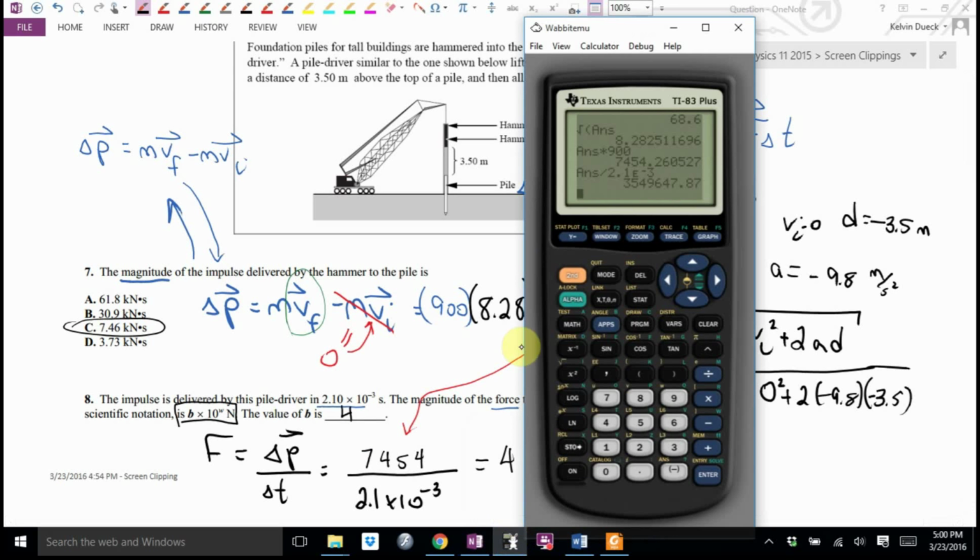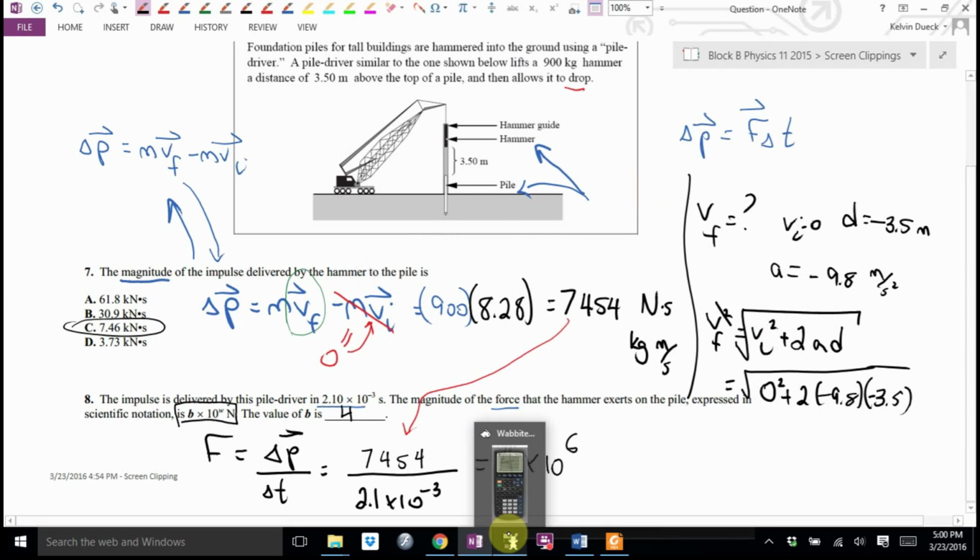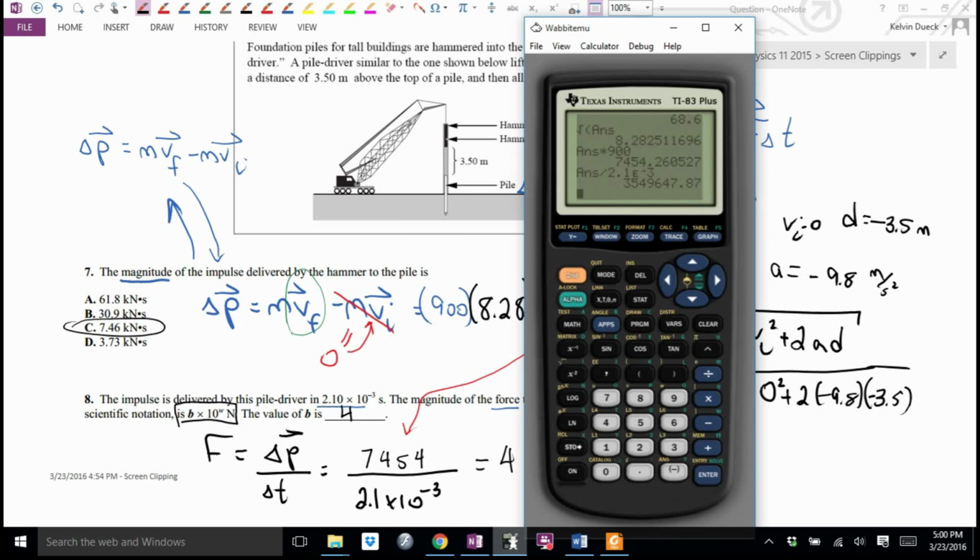Now, that's if I use all of the answers without doing any rounding off. If you round off along the way, you might get, well, I don't know if you'd get 3.4. I think you'd still be okay. So, there's my solution.